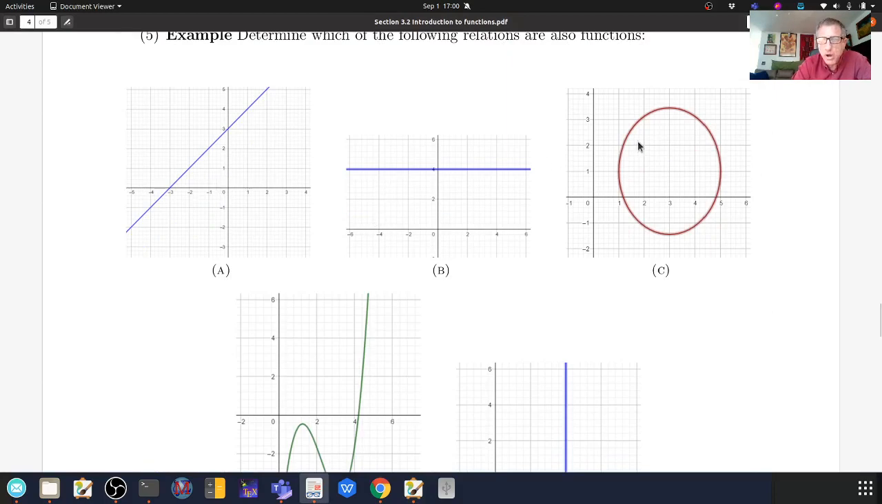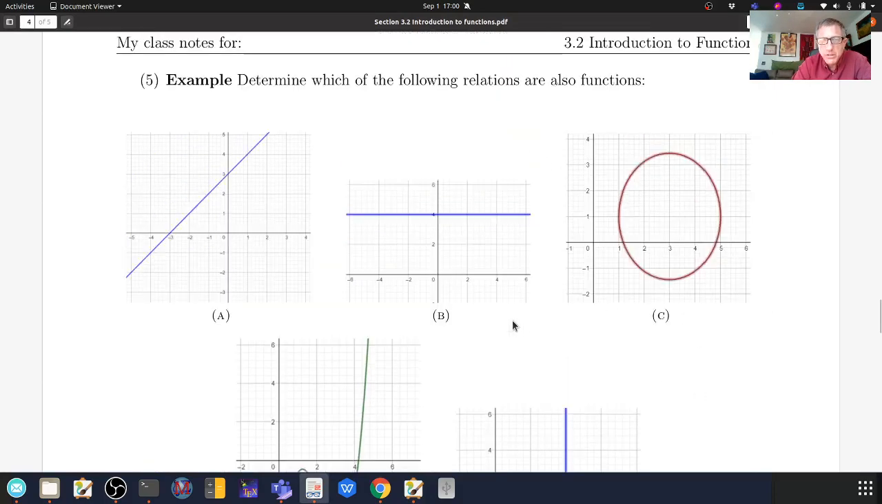So these are all graphs of relations. So let's determine which ones are also functions. Can I draw a vertical line that intersects this line here more than once? No. As a matter of fact, by what I said at the very beginning, this is a line with a slope. It's not vertical. It's a line that's not vertical or horizontal. So by what I said before, it is a function. What about here? It's a horizontal line, but it is a function.